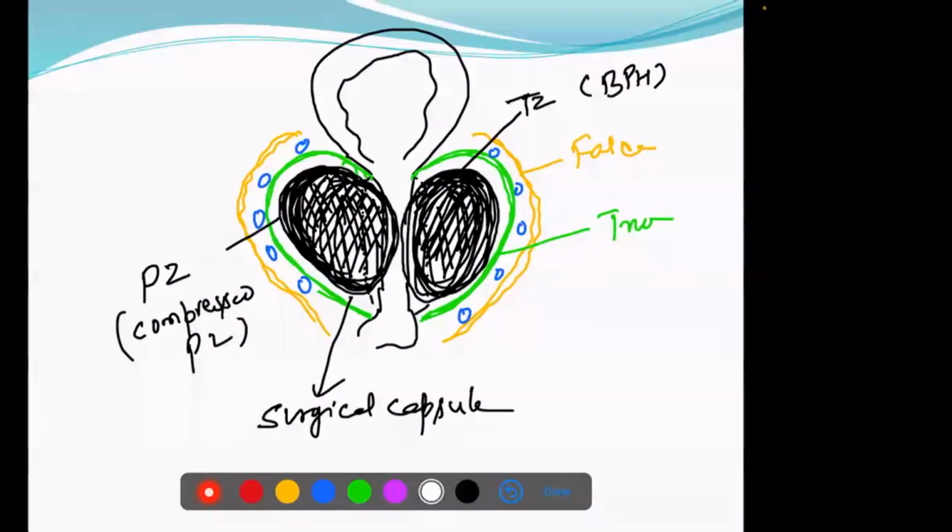This compressed peripheral zone is known as the surgical capsule. During an open prostatectomy surgery, I'll teach you later on, when we open this capsule and reach the surgical capsule, we can introduce our finger through this gap and easily remove this lobe. Just a finger can easily peel out that enlarged prostate. Why is it possible? It is only possible because of that surgical plane provided by the compressed peripheral zone.